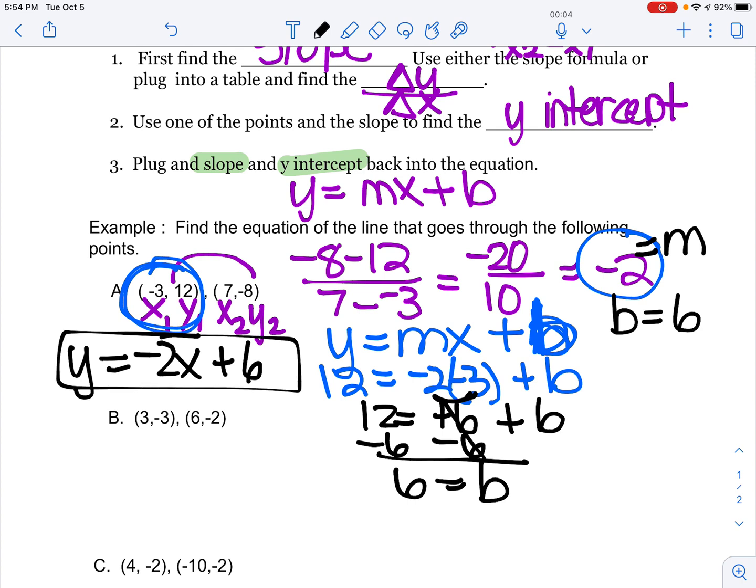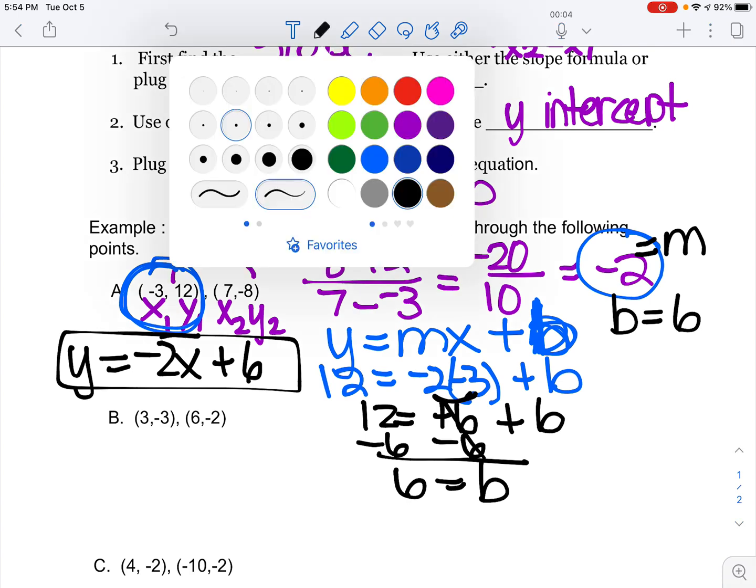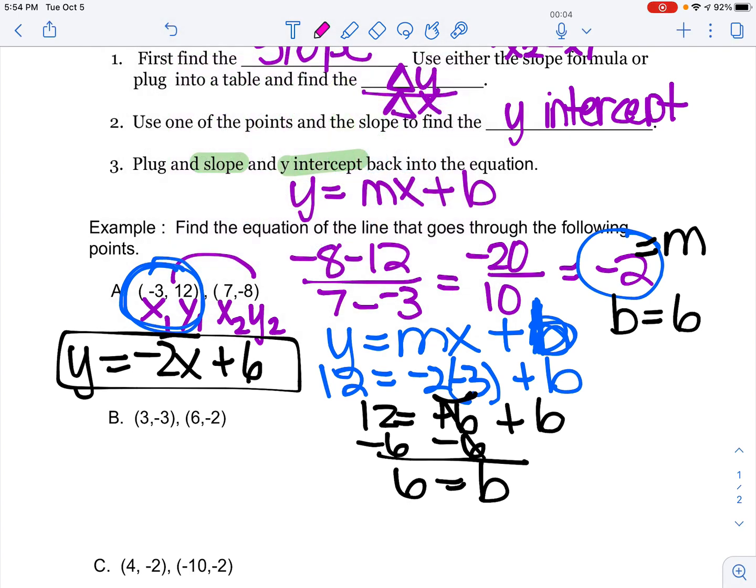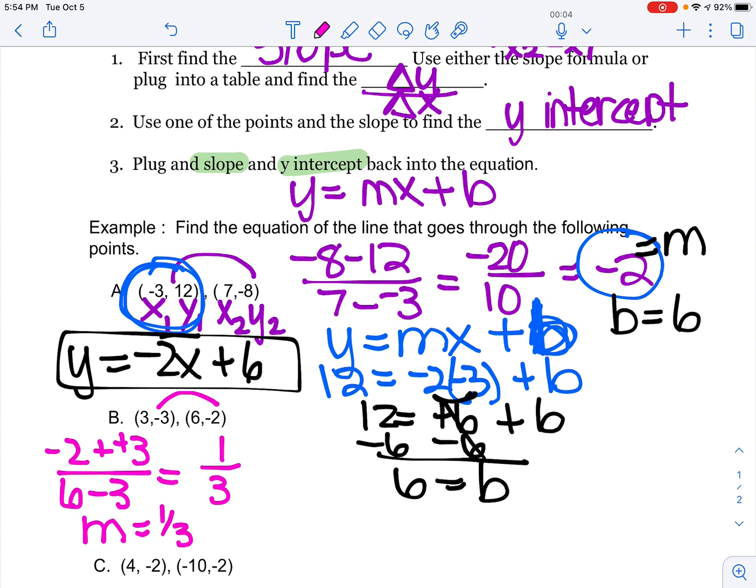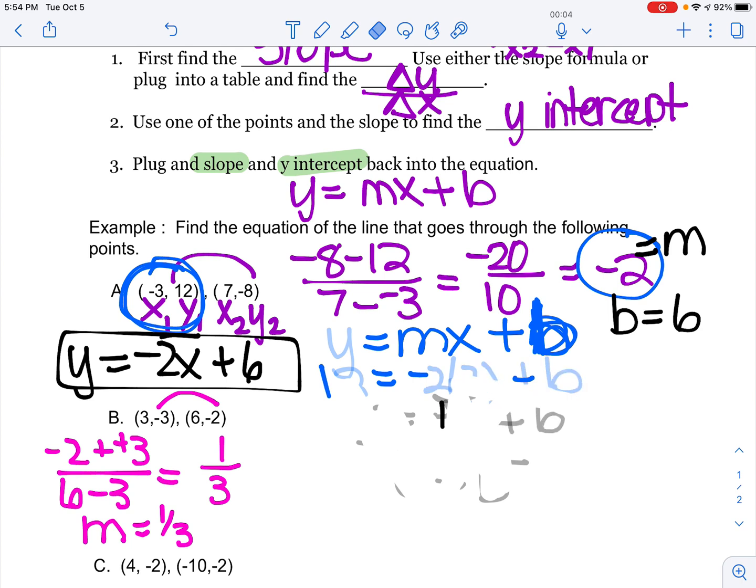Okay, let's try the next one. And change colors. Okay, so first we want to find the slope. So I'm going to do negative 2 minus negative 3 divided by 6 minus 3, which would make 1 over 3, so 1/3. So I know m is 1/3. But I don't know my y-intercept. Let me erase some of this so I have more room.